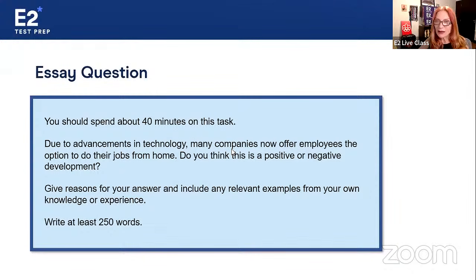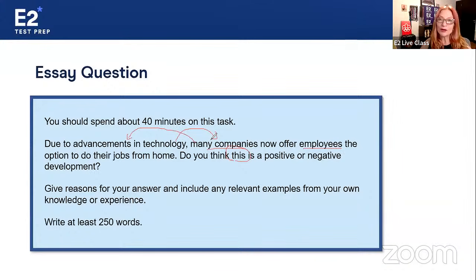Companies. So we're going to focus on here. So the real question says, do you think this is a positive or negative development? What is this? So this means the fact that companies offer employees to work from home. But why do they offer? Exactly, advancements in technology. So take the time to break it down. So the big idea here is due to advancements in technology. So if it weren't for the advancements in technology, this would not happen. Companies and employees would not be able to work from home.